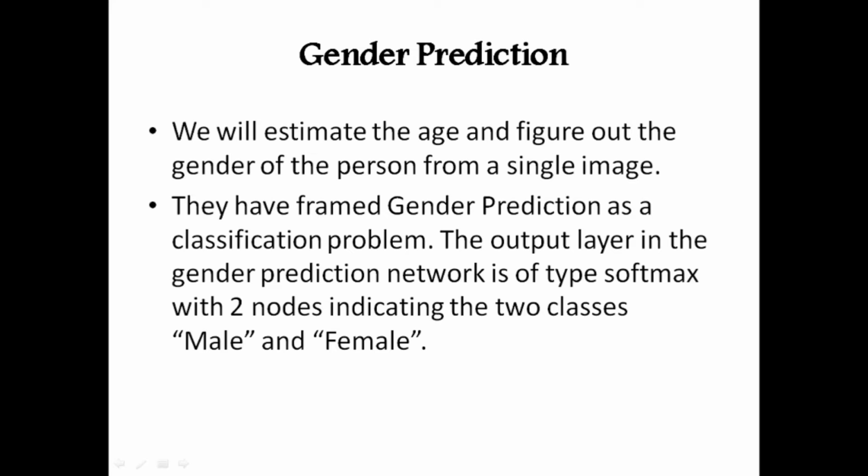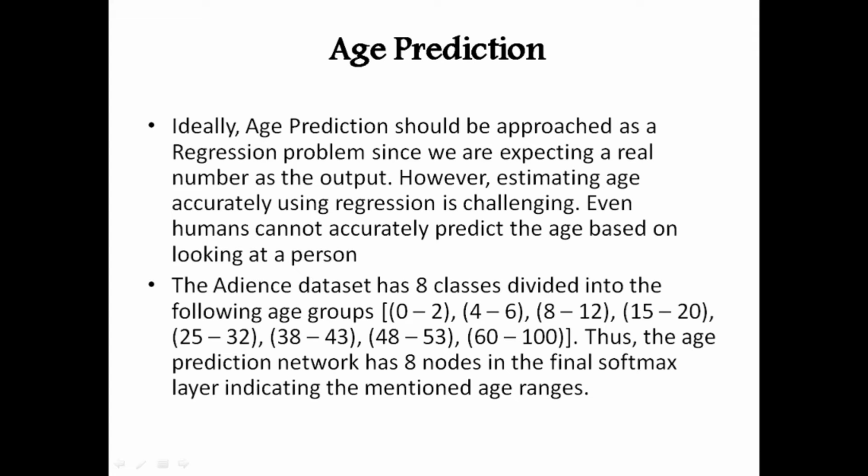For the gender prediction, we use two nodes indicating the two classes, male and female. For the age prediction, we use the Adience dataset, which has 8 classes divided into the following age groups: 0 to 2, 4 to 6, 8 to 12, 15 to 20, 25 to 32, 38 to 43, 48 to 53, 60 to 100.